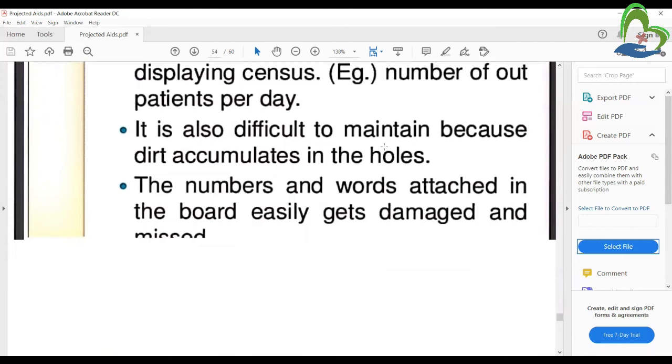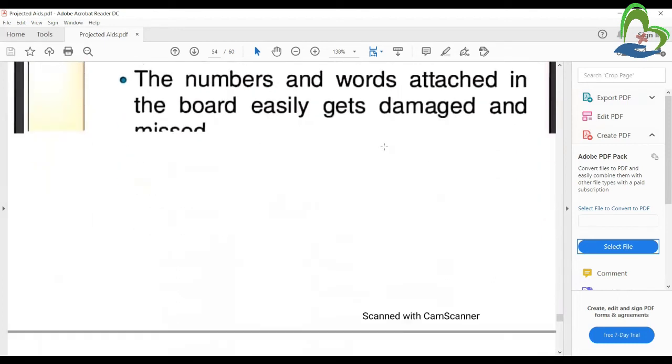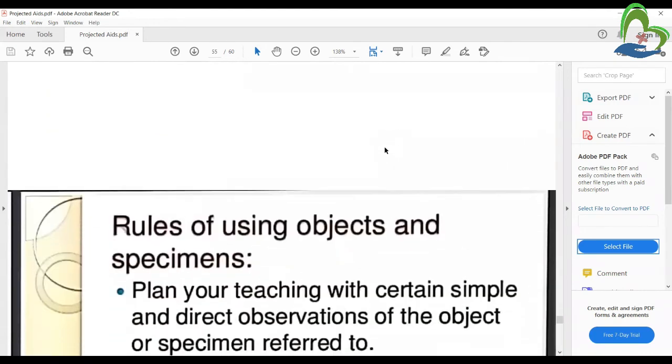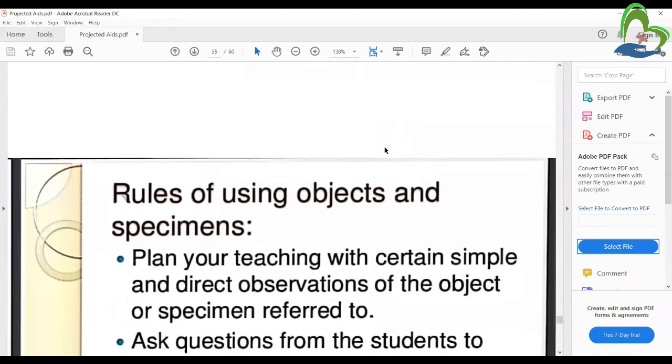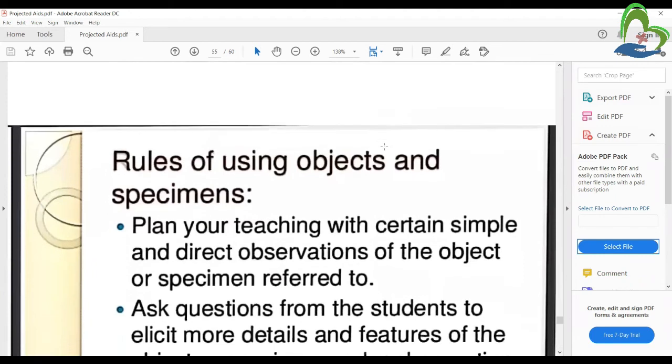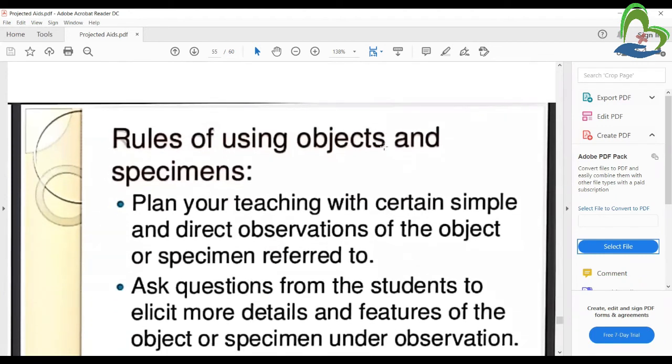Whenever you use the correct form, be careful not to get it damaged, because it is very expensive. So it is useful to use the correct form, right? The rules for using objects and specimens: plan a teaching with a certain sample for direct observation of the object or specimen.